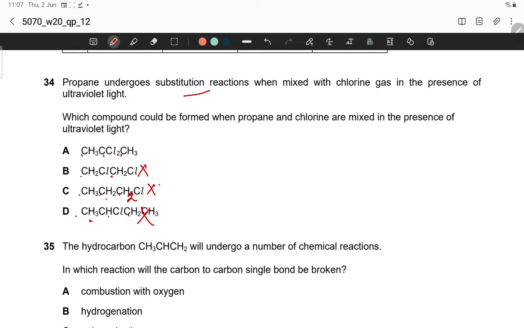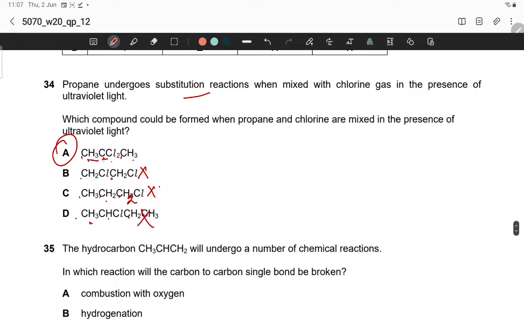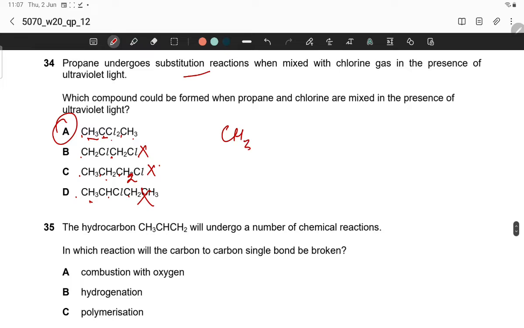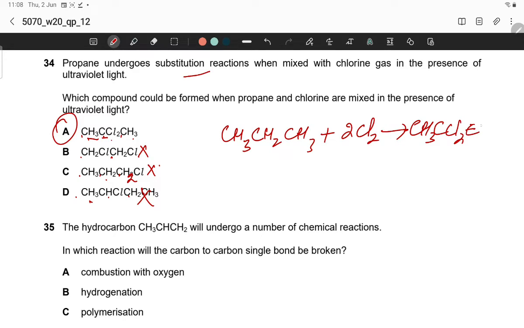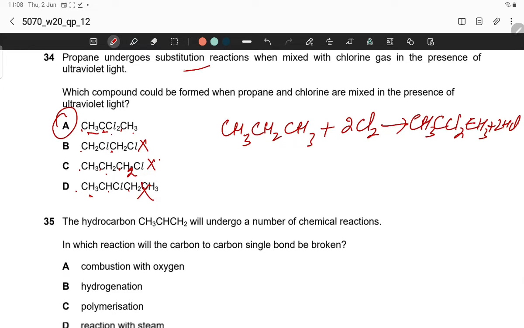So A must be the correct option. CH3 CCl2 CH3: in this, 2 hydrogens are substituted by 2 chlorine atoms. So this must be correct. CH3 CH2 CH3 plus 2 moles of chlorine forms CH3 CCl2 CH3 plus 2HCl. So A option must be correct.